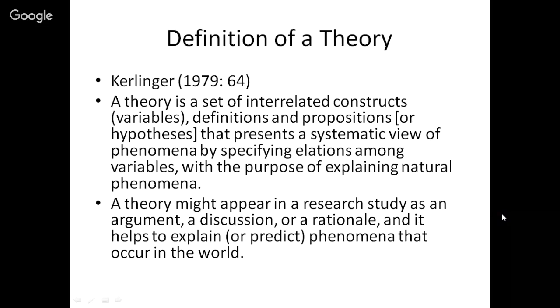So a definition of a theory. A theory is a set of interrelated constructs, variables, definitions, and propositions or hypotheses that represents a systematic view of a phenomenon by specifying relations among variables with the purpose of explaining natural phenomena. A theory might appear in a research study as an argument, a discussion, or a rationale, and it helps to explain or predict phenomena that occur in the world.